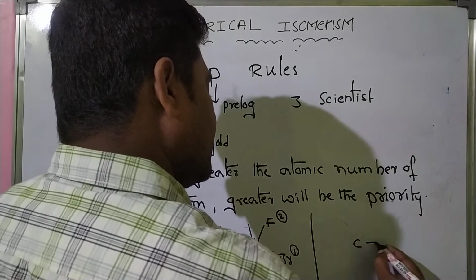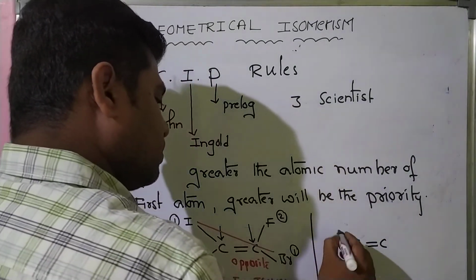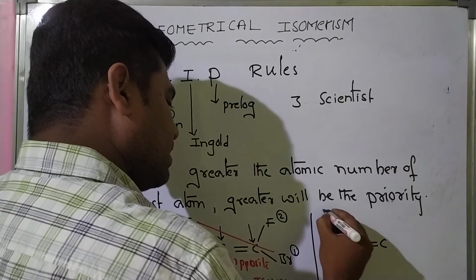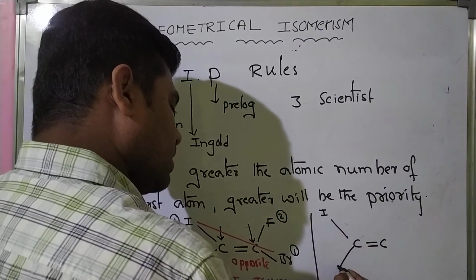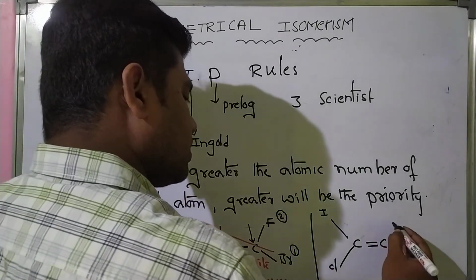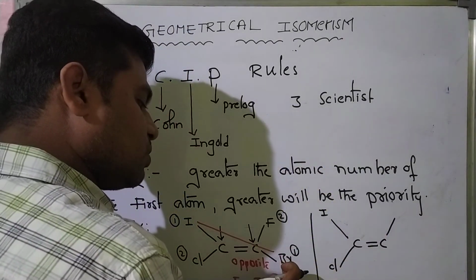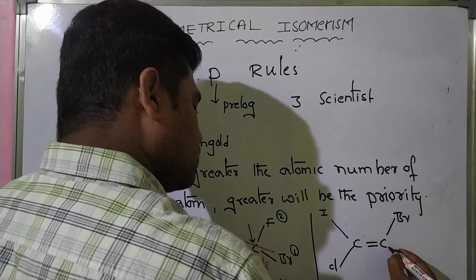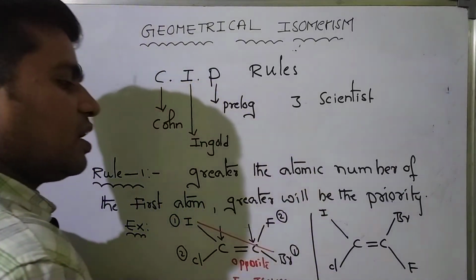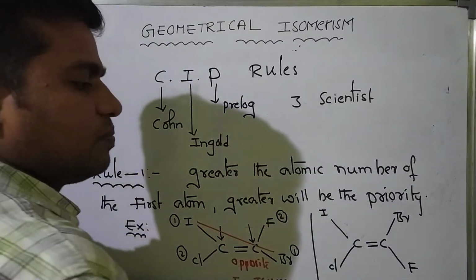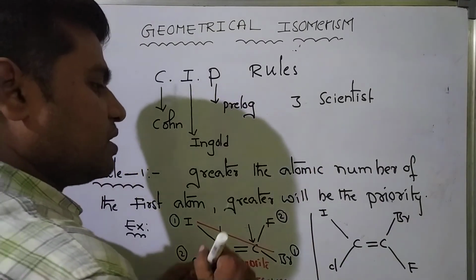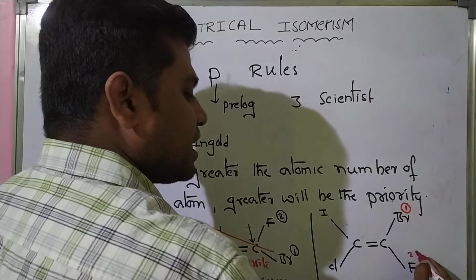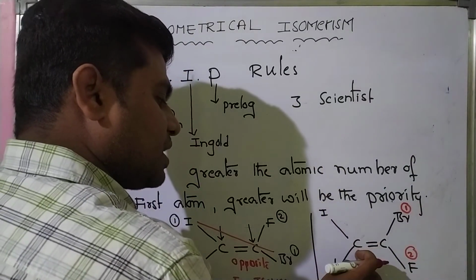So this is C double bond C. Now don't change these two groups. So this is iodine, and this again chlorine remains unchanged. Now I twist these two groups. So like this is bromine atom. So this is fluorine atom. Now apply higher atomic number rule. So in this case, this will get first priority since it has more atomic number. This is second priority.